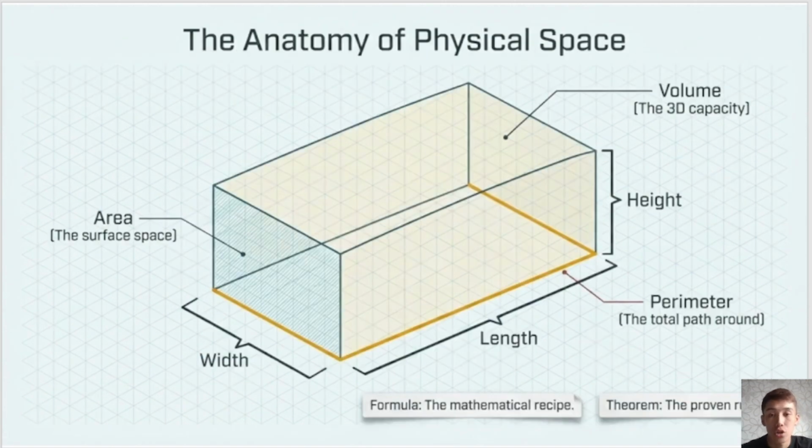The next slide consists of the anatomy of physical space, and we can see the volume, and it consists of its area and the width, length, height, the perimeter, and so on. We can say volume is calculated by multiplying height, length, and width. Area is calculated by multiplying width and length.